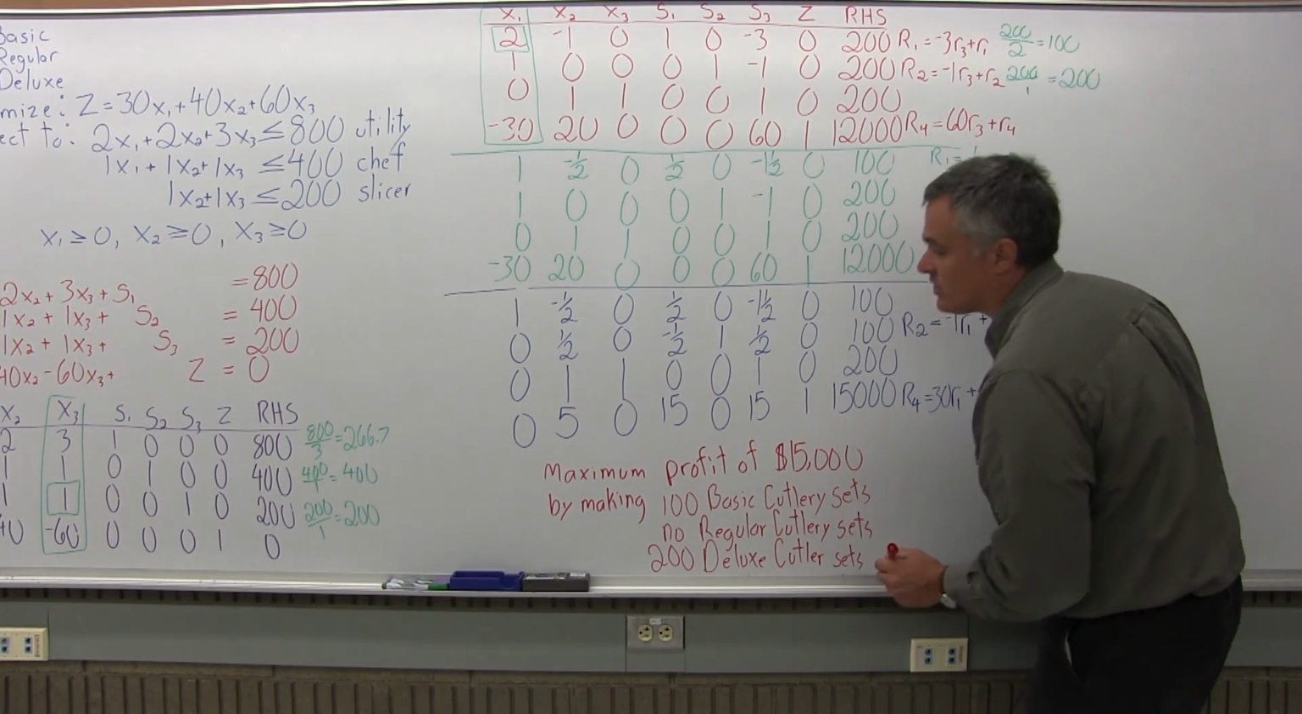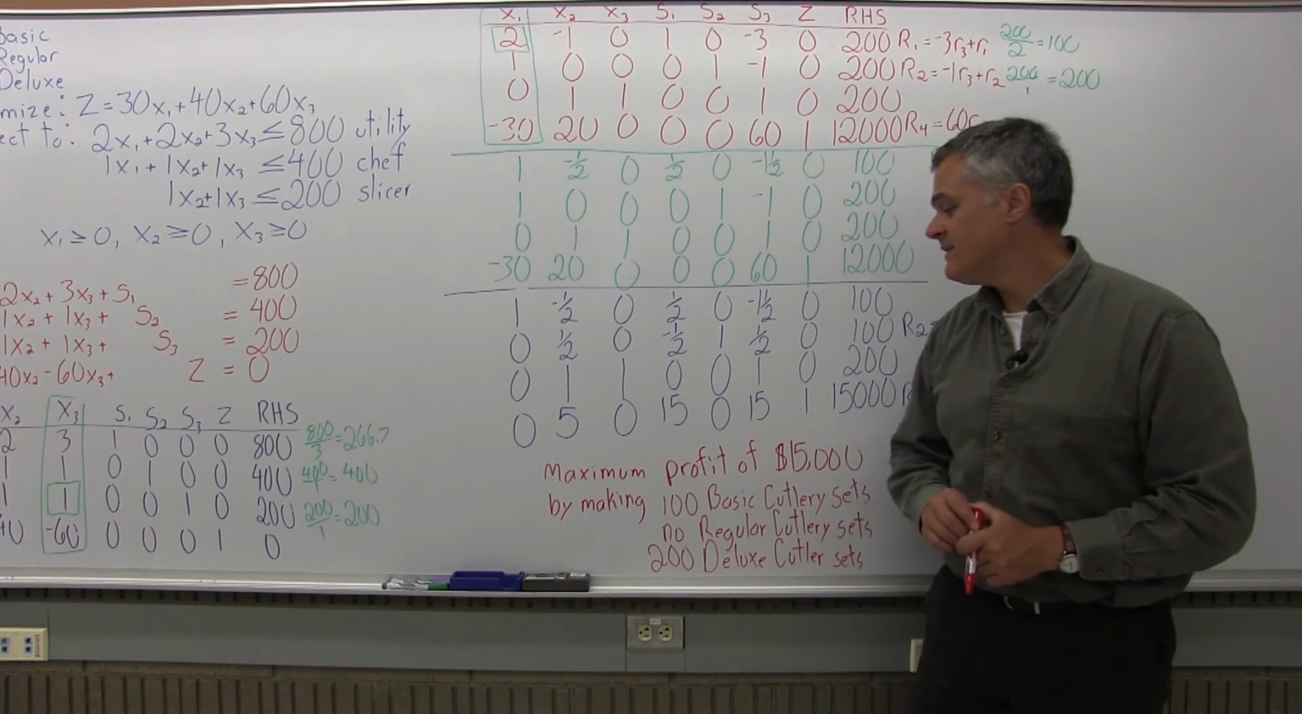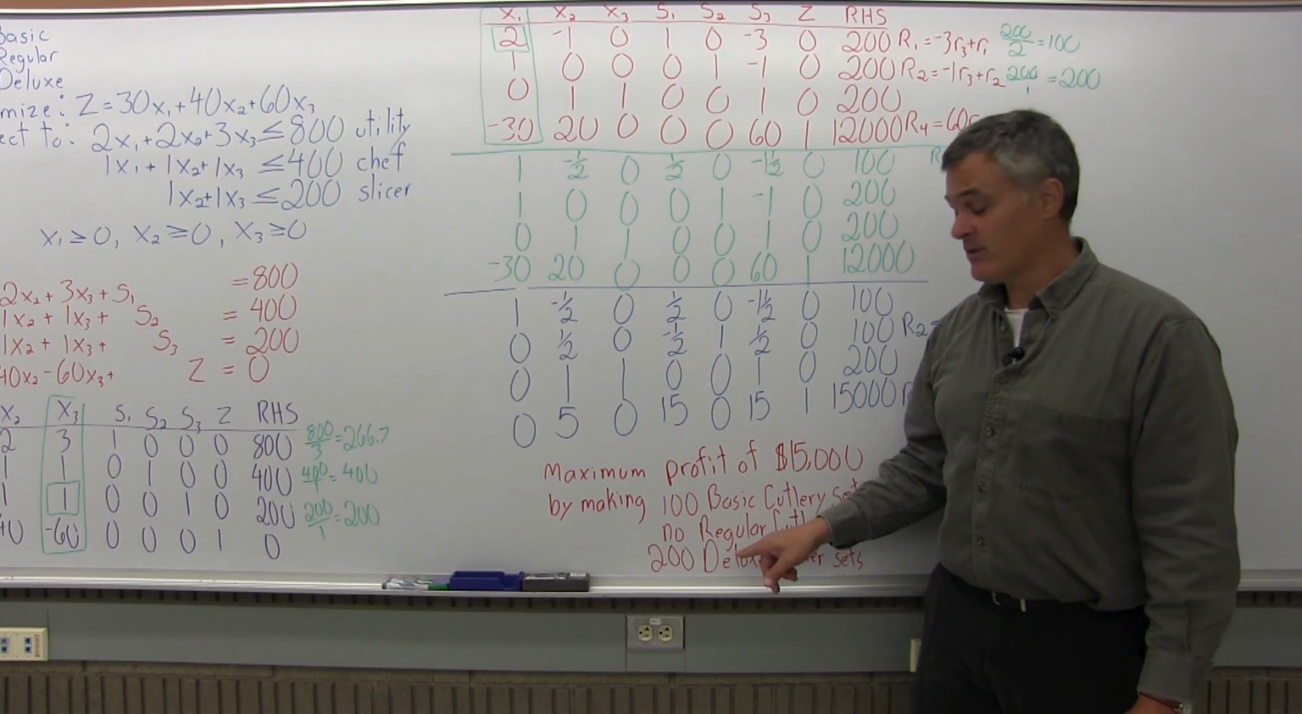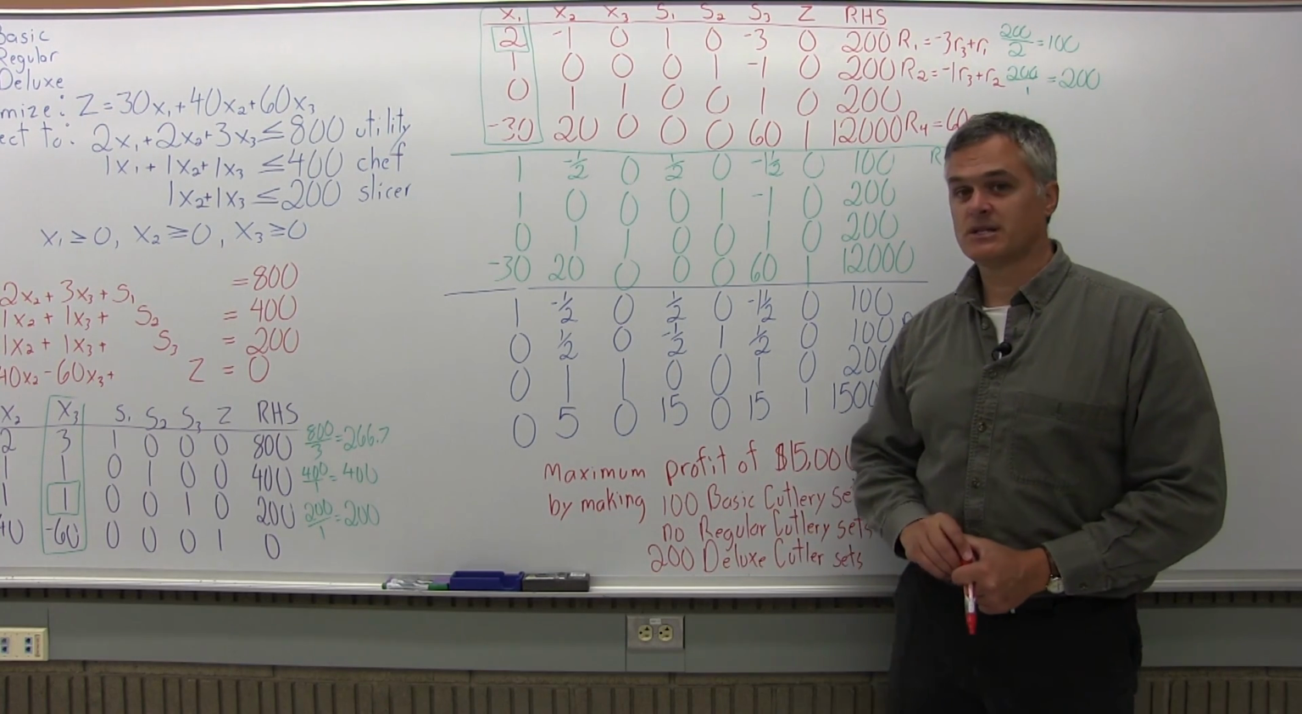So the final answer, you can make a maximum profit of $15,000 by making 100 basic cutlery sets, no regular cutlery sets, and 200 deluxe cutlery sets.